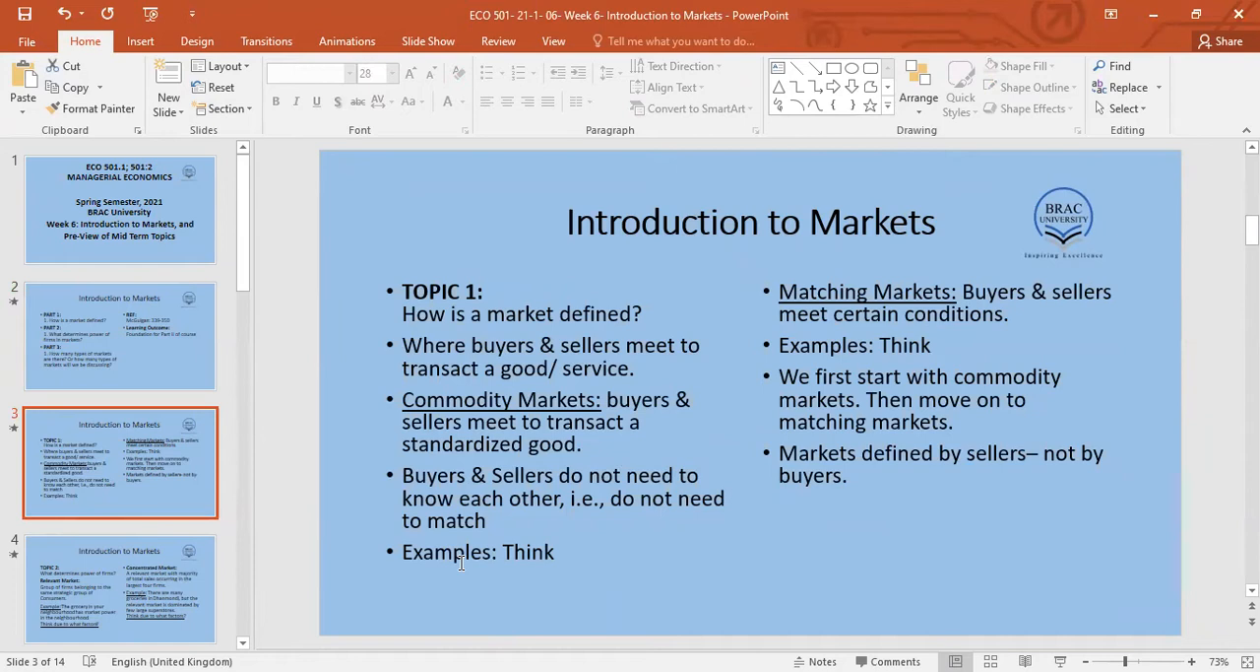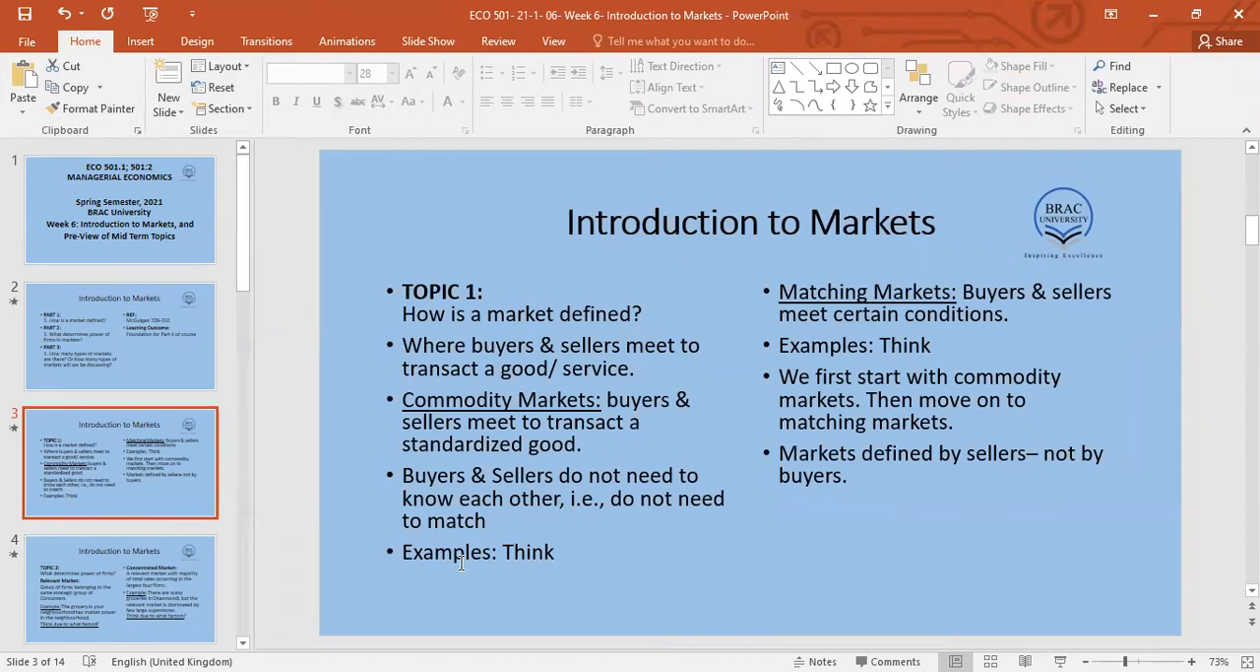Now, so far we have always defined markets as a place, or institutional arrangement, where buyers and sellers meet to transact a good or service. Now, do we look at the market in the number of sellers, or do we look at the market in the number of buyers? Number of buyers. No, we're going to look at it in the number of sellers.